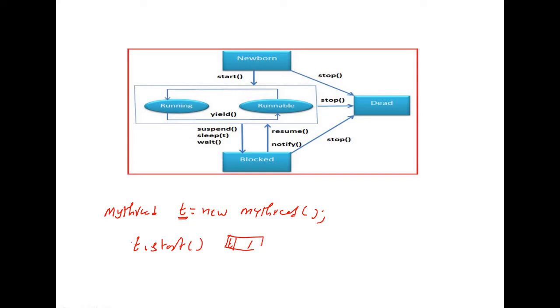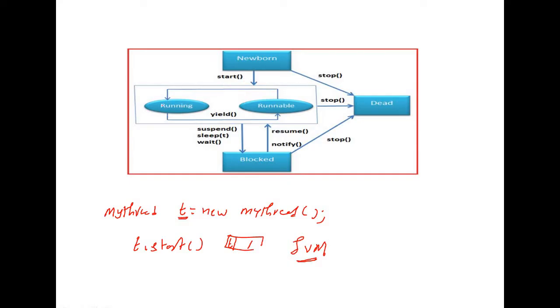What is our thread name? The thread name is t. The thread t will be added to the queue. After that, it is waiting for the CPU. Whenever the JVM, the Java Virtual Machine, allocates the CPU for this thread, at that time it will enter into the running state.